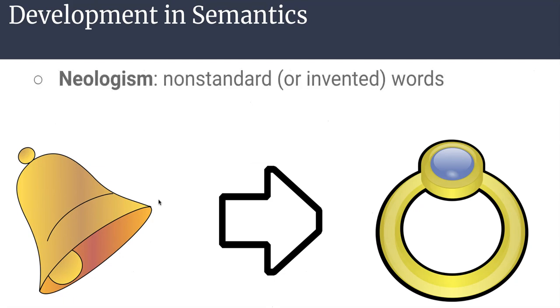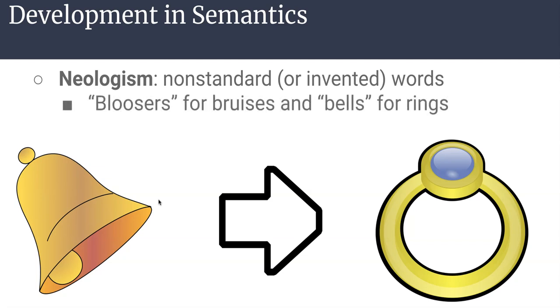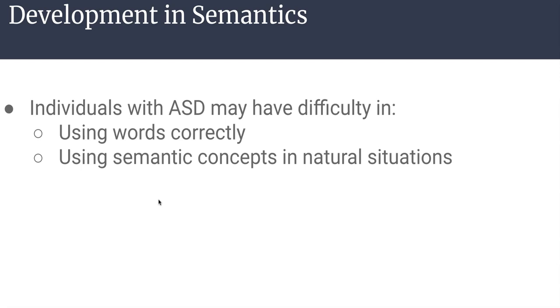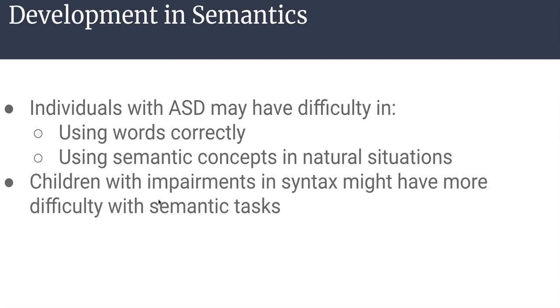A neologism is a non-standard or invented word, like bloozers for bruises, or bells for rings, because a ring kind of looks like a bell. So people with autism might call rings a bell, even though that's not the usual word. Individuals with ASD may have difficulty using words correctly, using semantic concepts in natural situations. They might be able to read words and understand those words, but using them in a conversation is going to be really hard.